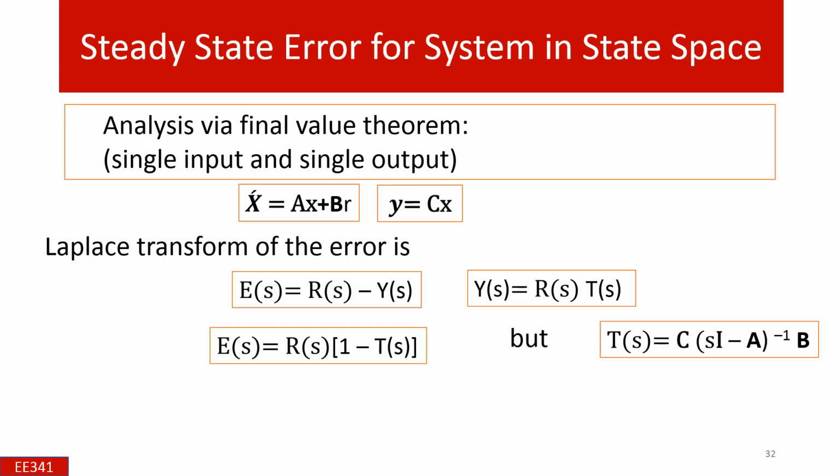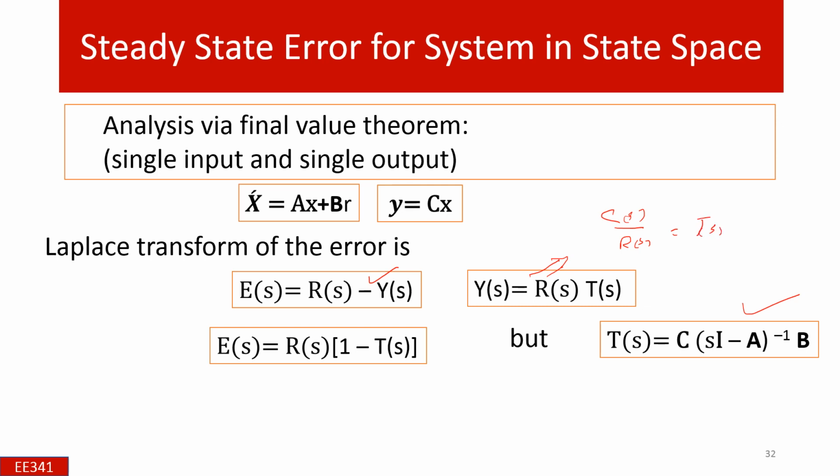So this is the relation we already derived many times. This is the error signal, and this is the transfer function definition, like C(s) over R(s) is equal to T(s).